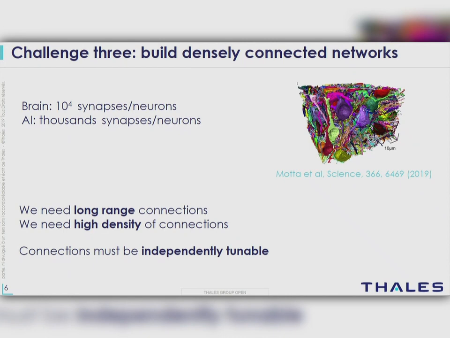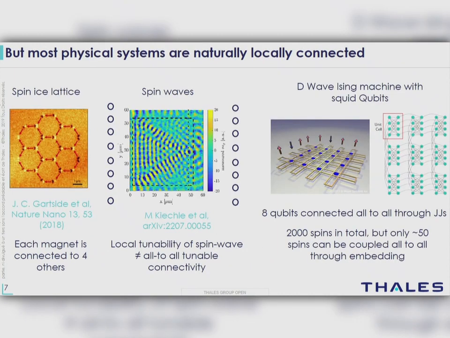So it's really a challenge to have this high connectivity, and it's not any kind of connectivity. We need not only short-range connections, but also long-range connections, which are hard to achieve. And the connections not only need to be dense, but they need to be tunable. We need to be able to independently tune each connection of the network. This is an incredible challenge, especially when we're trying to build a physical neural network, because this is not really what a physical system wants to do.